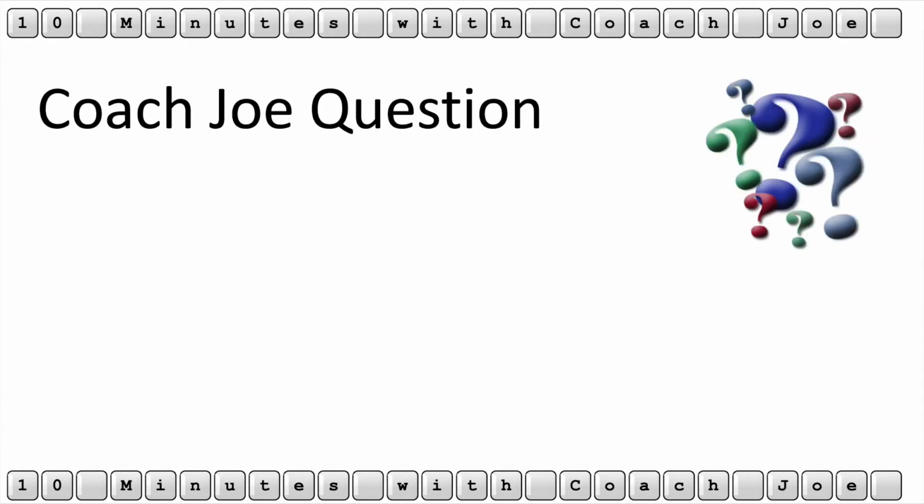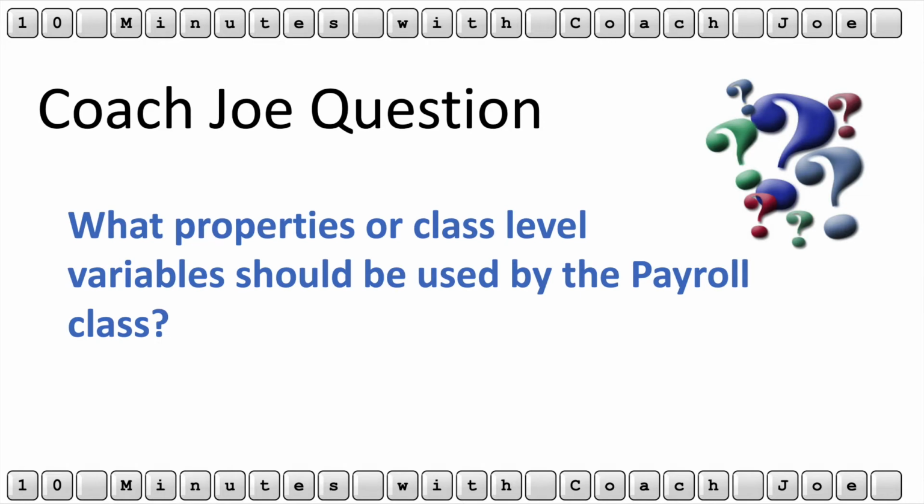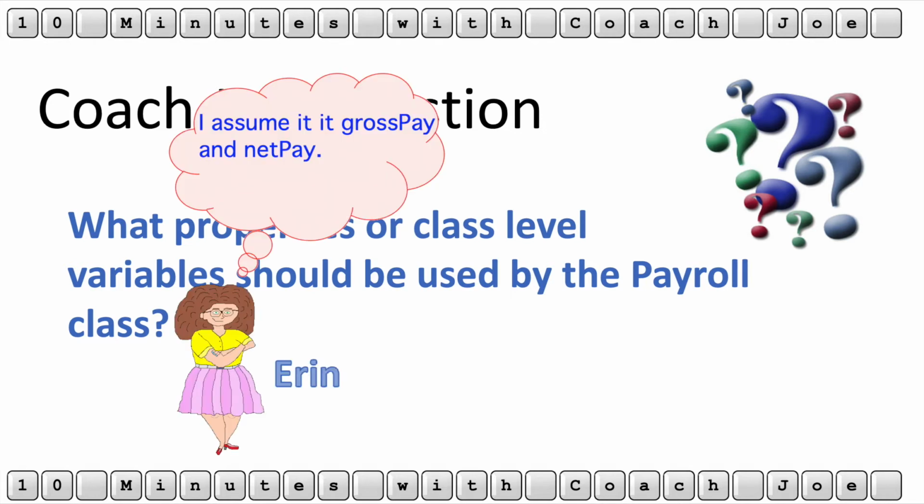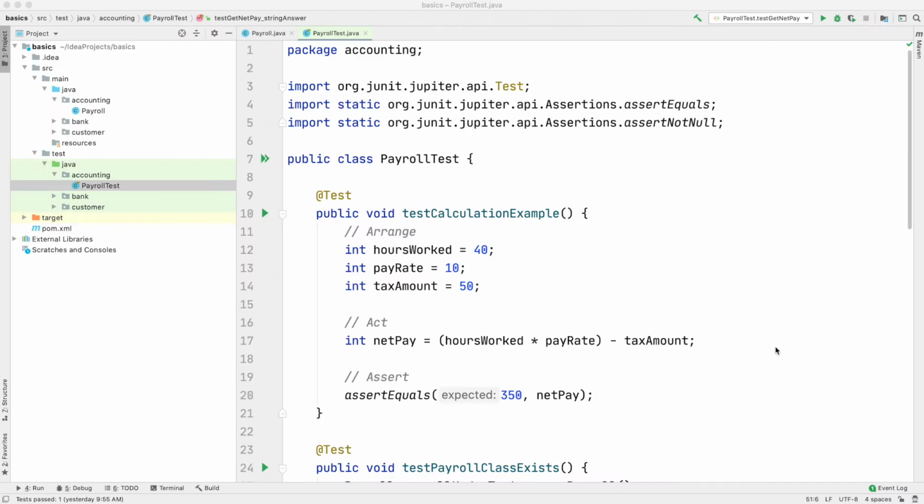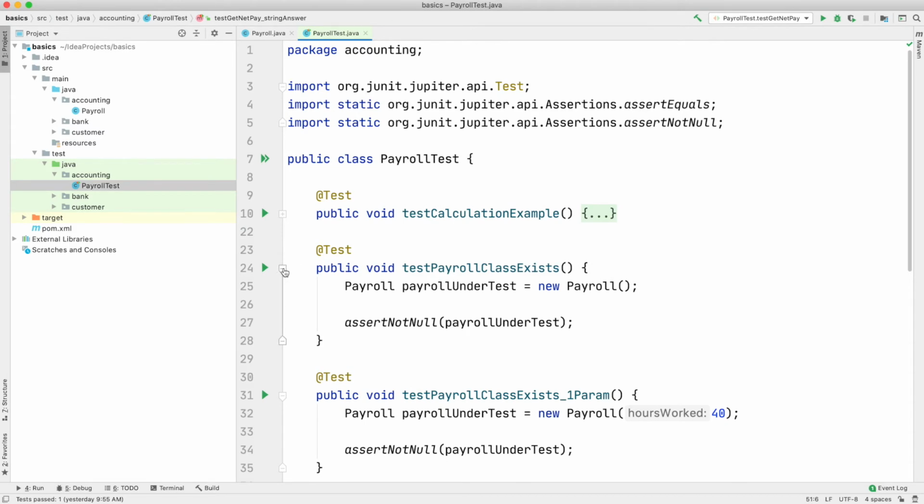Time for a Coach Joe challenge question. What properties or class level variables should be used by the payroll class? Correct. Hours worked, hourly pay rate, and total taxes. Let's go to the payroll test class and create a new test that passes these three values to the constructor and prove the class exists. Let's collapse some of these existing tests.